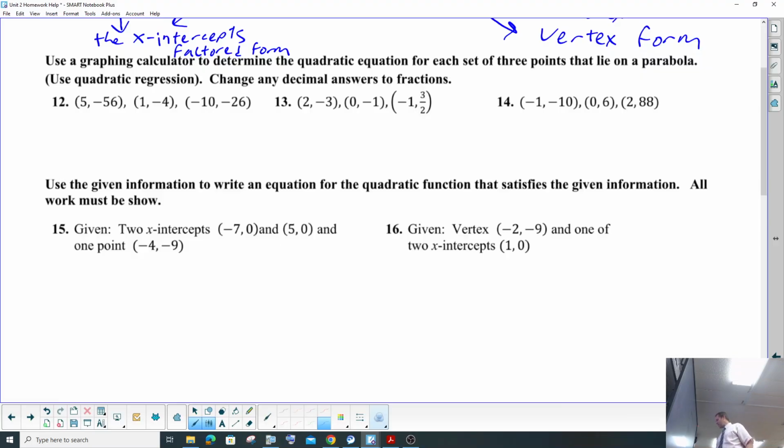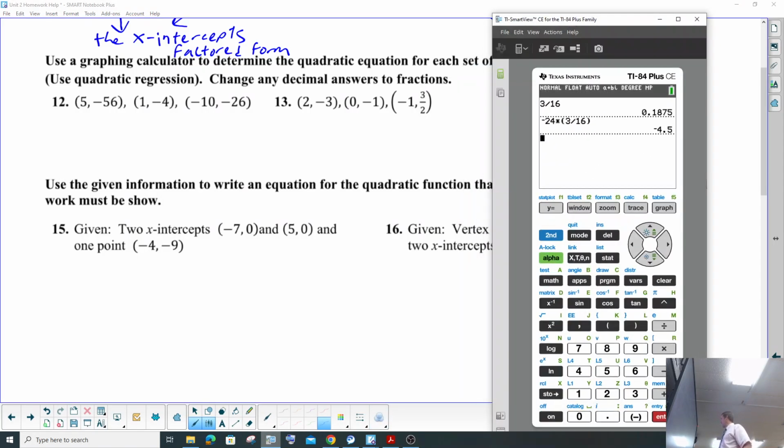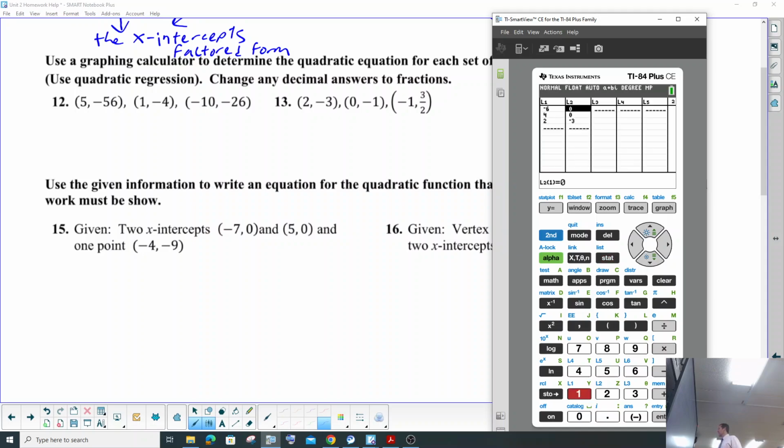Okay, so let's go back here. We use our graphing calculator. You're going to hit the stat button, go to edit, so just push the number 1 or enter. And then you have to clear your list. So go up to L1, clear and enter. Over up to L2, push clear and enter. There we go. We'll let you practice on number 12. Let's help you on number 13.